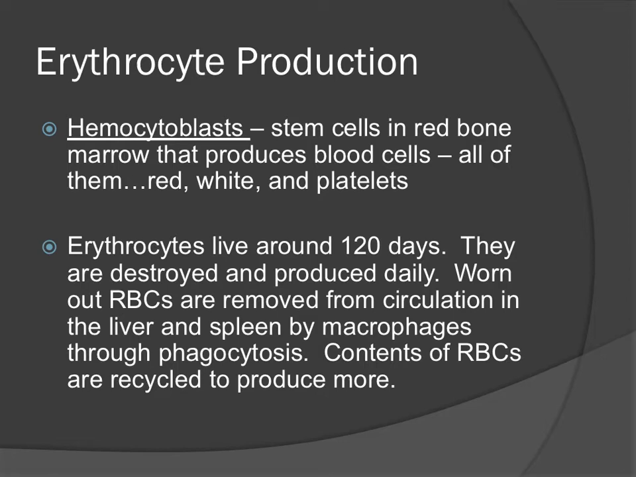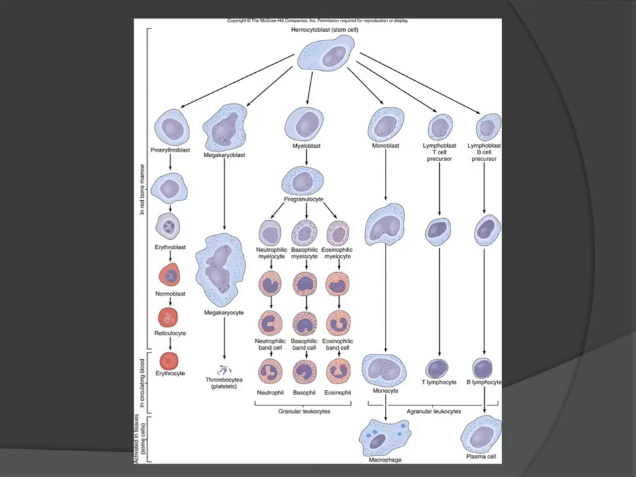Contents of red blood cells are recycled to produce more. So when a hemocytoblast divides into two daughter cells, one of the new cells becomes a blood cell. The other remains a hemocytoblast, ensuring that there's always enough hemocytoblast available to continue to arise more blood cells.